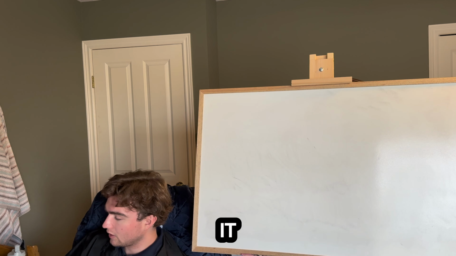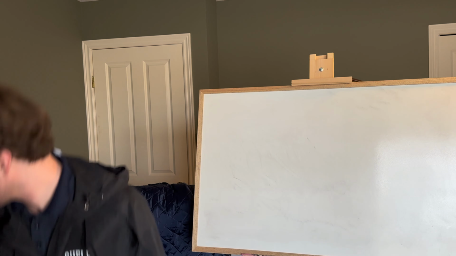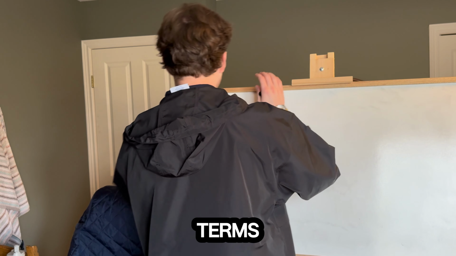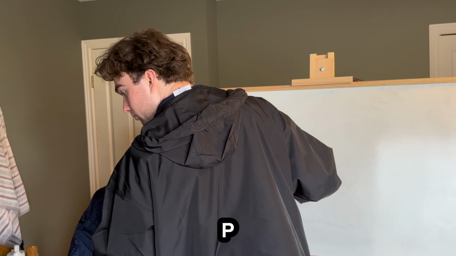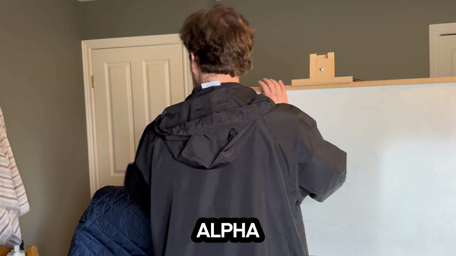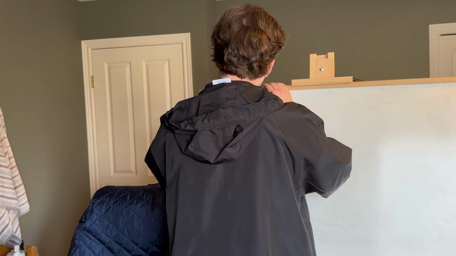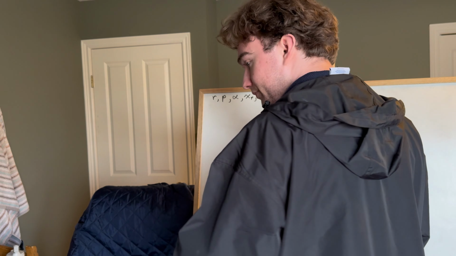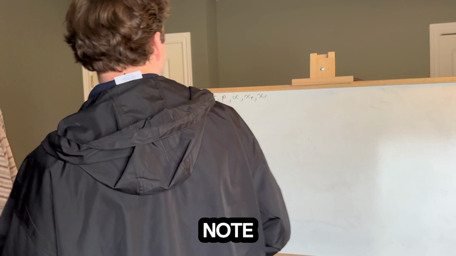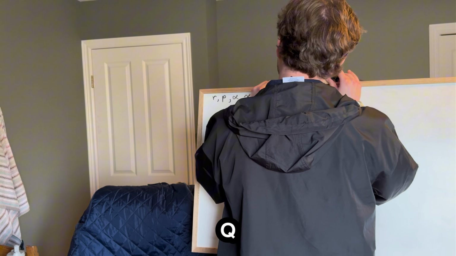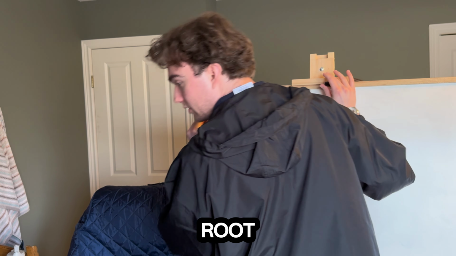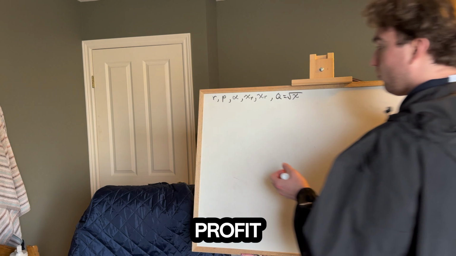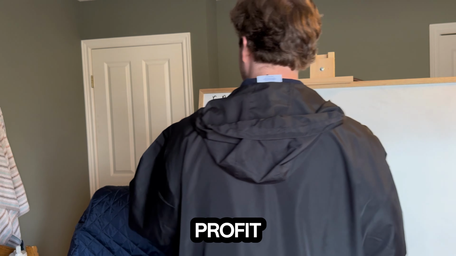So, it looks kind of like this. We need to write a profit function in terms of R, P, alpha, X of P, X of R. Okay. And I can note that Q is equal to the square root of X. We're making a profit function. Okay?